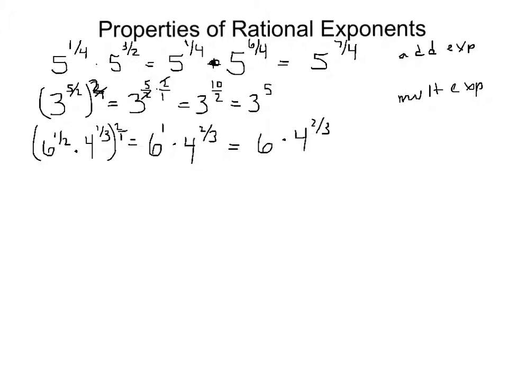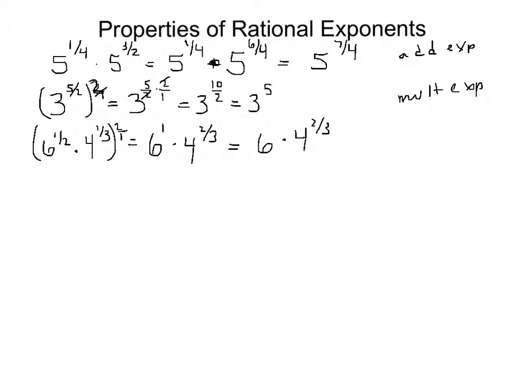There is nothing else you can do that does not equal 24 because this 4 has an exponent, this 6 does not, so they cannot multiply. Very important here, this is your final answer, to leave it as 6 times 4 to the 2/3 because they do not have the same exponent and they do not have the same base.